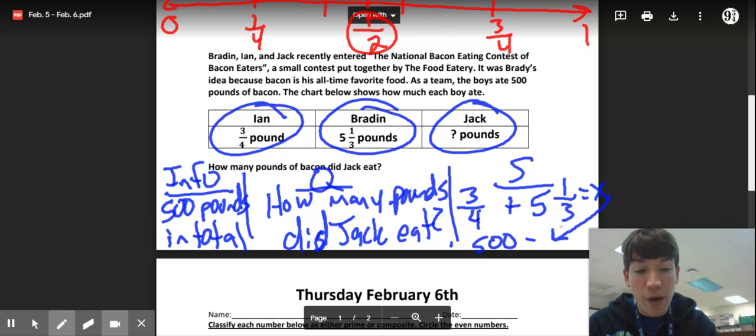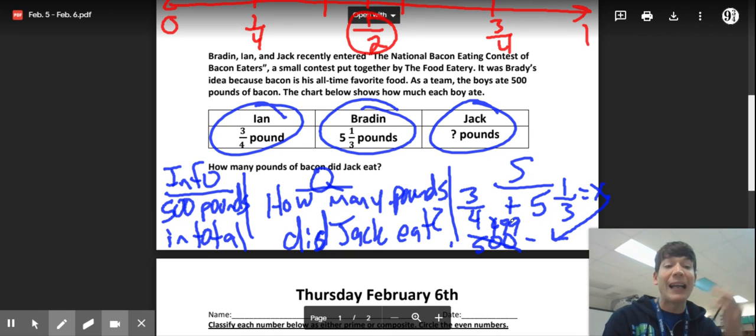Now, remember that when you're subtracting a whole number and a fraction from a whole number, we're going to have to regroup. So remember, you can take away a whole, 499, and give me back a whole, whether that's 12/12 or 4/4 or 3/3. Give me back a whole for that one that I took there.